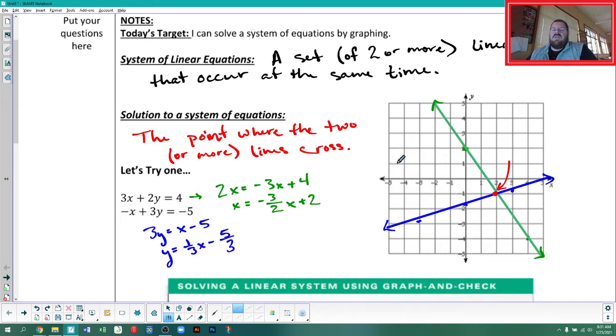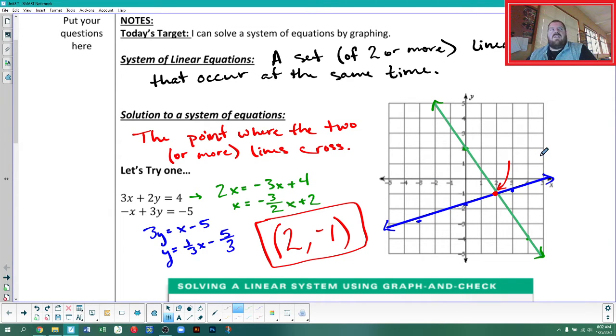But our answer to this isn't going to be these two lines. It isn't going to be these lines in slope-intercept form. It's literally going to be the point (2, -1). That's my answer to a system of equations, saying that those two things happen at the same time at the point (2, -1). And in fact, that's the only point they have in common.